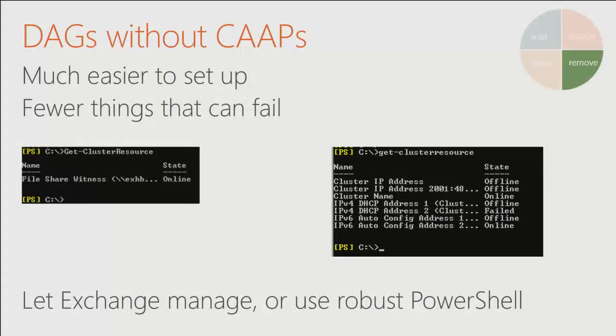So, our first feature, Microsoft Exchange Server 2013 Database Availability Groups without Cluster Administrative Access Points. I put up a poll on Yammer, and you guys are totally free to continue to vote for what your favorite feature is that we talk about today. And this was the clear winner. And I was a little bit surprised because it wasn't a lot of work.